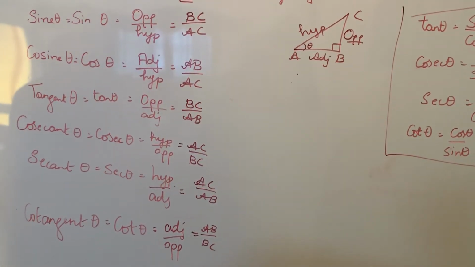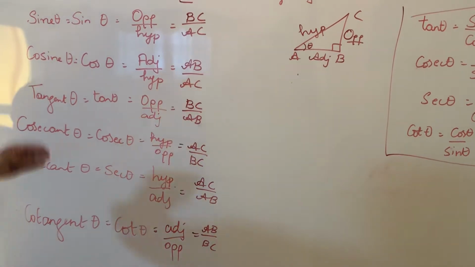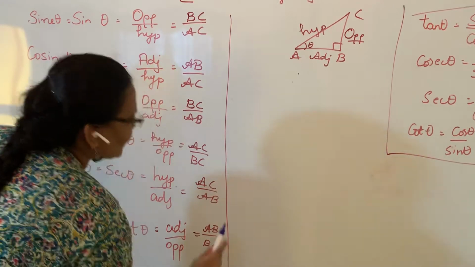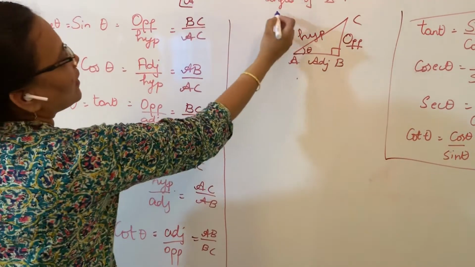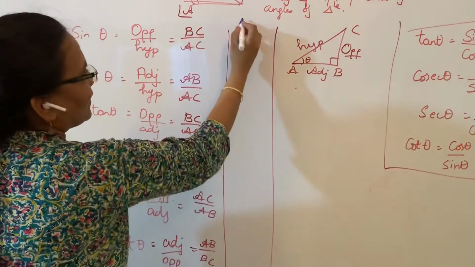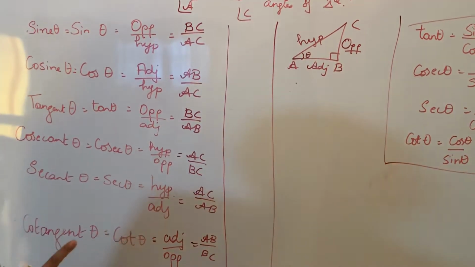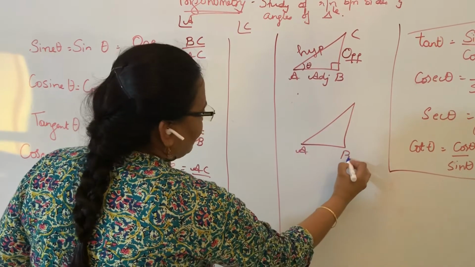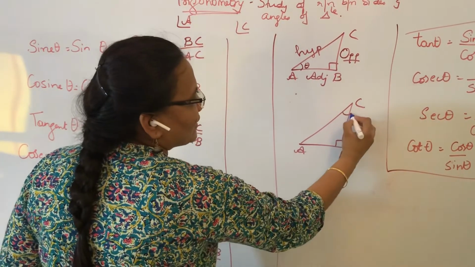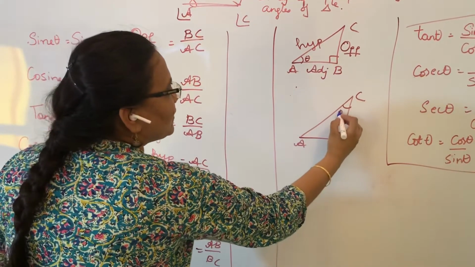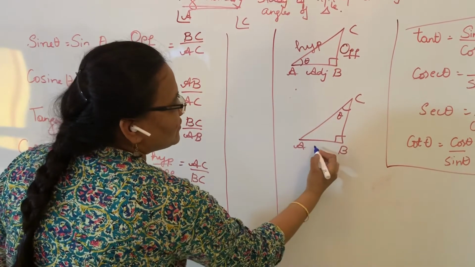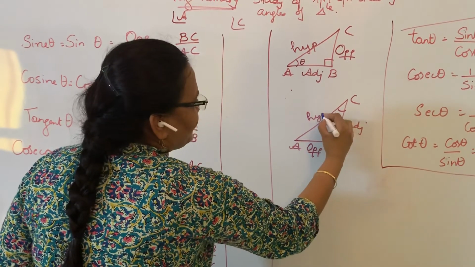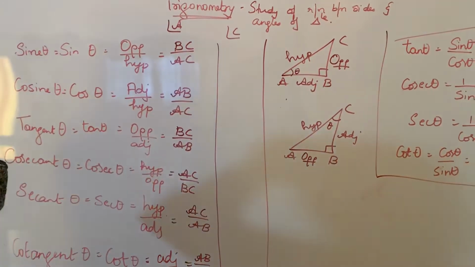Okay. Now similarly I will also tell you writing the ratios with respect to the other angle C. This is with respect to angle A. Now this is with respect to angle C. You should be careful which angle you are considering. Now with respect to angle C, same triangle, I am considering angle C as theta here. So with respect to angle C, this becomes the opposite side. This is the adjacent. Hypotenuse will not change.